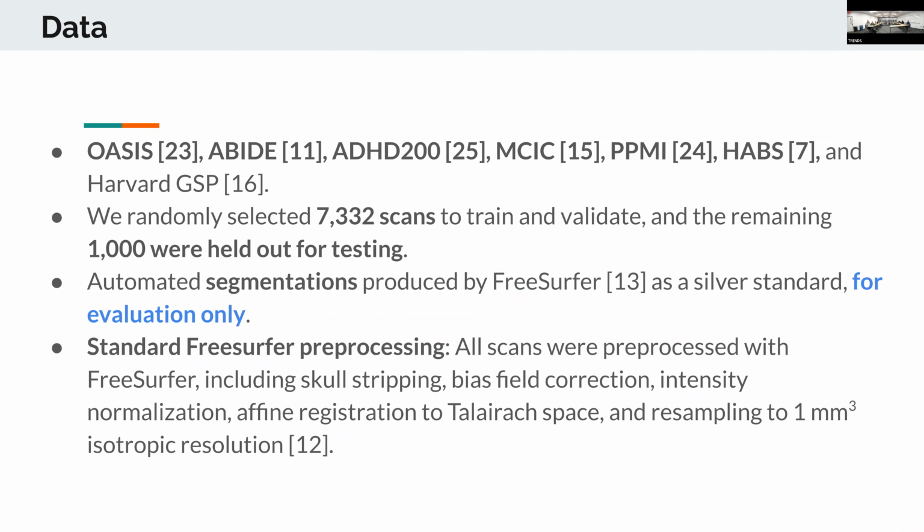They use several data sets, and this is a partition of their subjects. They use a standard FreeSurfer preprocessing pipeline, which does basically recon stuff, like skull stripping, bias correction, intensity normalization, affine registration, and resampling.